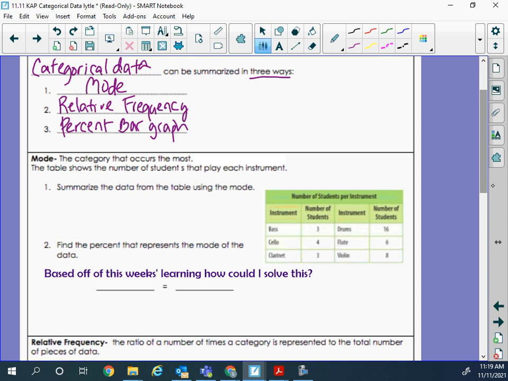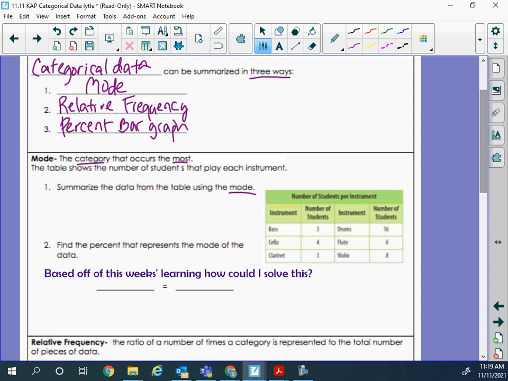So let's remember the mode. The mode is the category that occurs the most, okay? So if you look at this one right here, it was number of students per instrument. So you can tell that if we want to summarize the data using the mode, what would you say it is looking at this table? You have the table on your notes too. Are you sure?